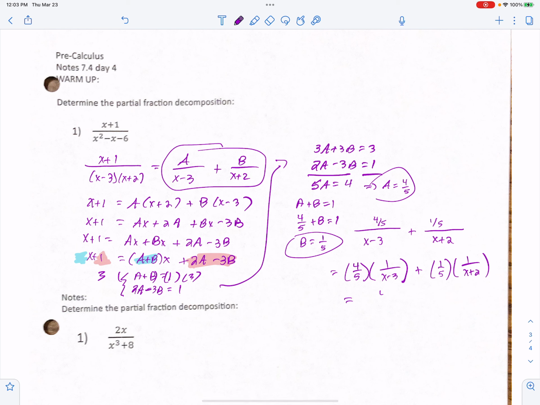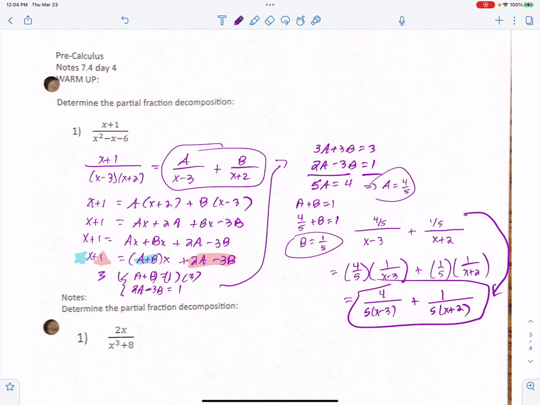And so then we're going to write the 4 in the numerator, and we're just going to undo that part. We're going to put 4 over 5 times the quantity x minus 3, and we're just going to leave it that way. 1 times 1 is 1, all over 5 times the quantity x plus 2. And that's how you take care of fractions. You can go right from here to that step if you're comfortable with doing that.